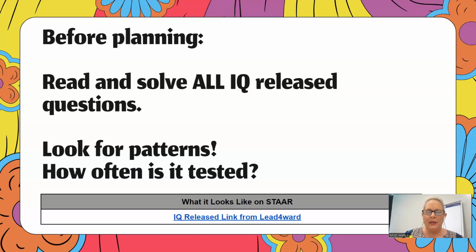So the very first page, slheight@mesquiteisd.org. If you will send me an email, if you're not on our Google Classroom, I will invite you and add you to it.